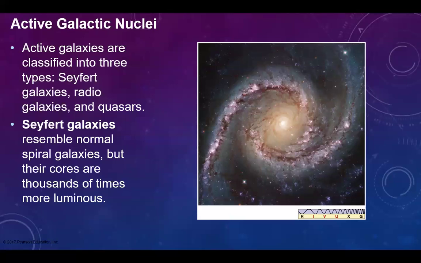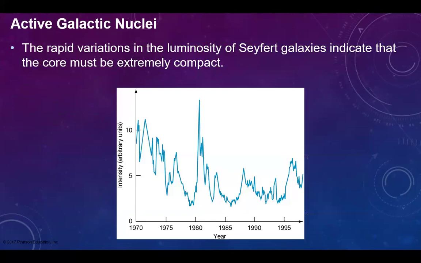So Seyfert galaxies, radio galaxies, and quasars. Seyfert galaxies look like normal spiral galaxies, but their cores are thousands of times more luminous than a normal spiral galaxy's core. So the center of these galaxies is way brighter than a normal spiral galaxy. And the light from the cores of these galaxies varies very rapidly. And that indicates that the core must be extremely compact.